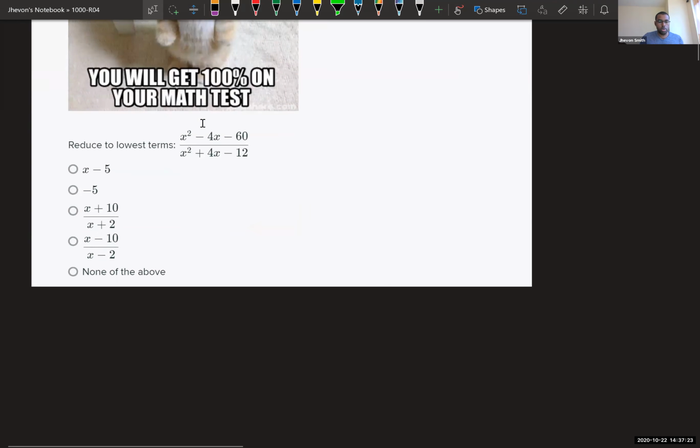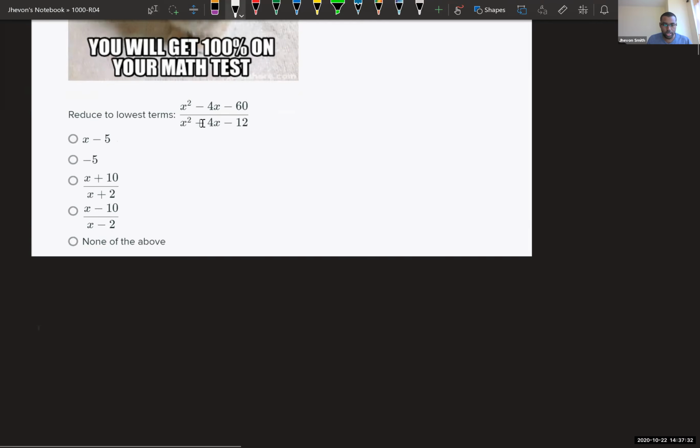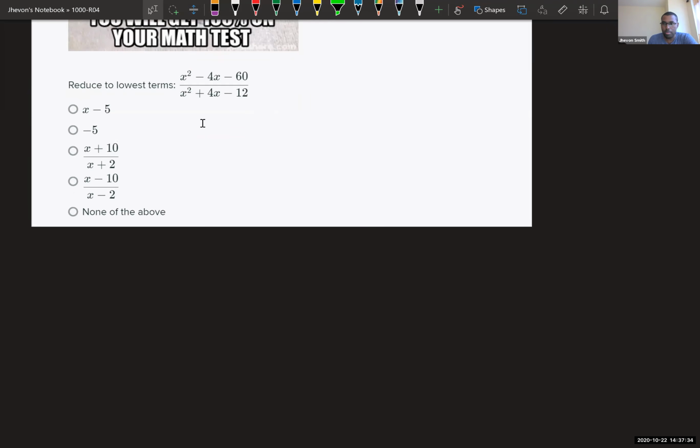Okay, problem 1: reduce to lowest terms. We should know the trick for this. The idea is to factor the top and bottom. I'll call this F. F is equal to, I want to factor the top and bottom and see if I can cancel common factors. And hopefully these factor.